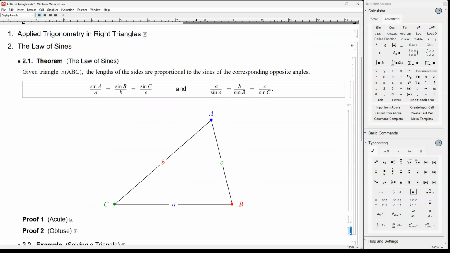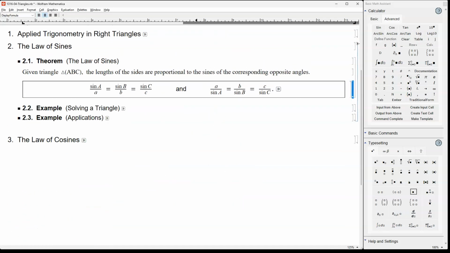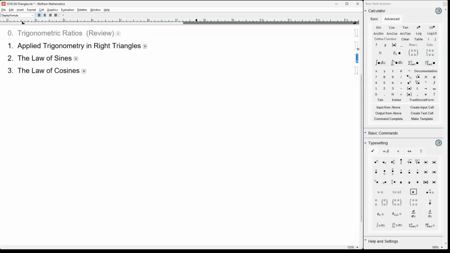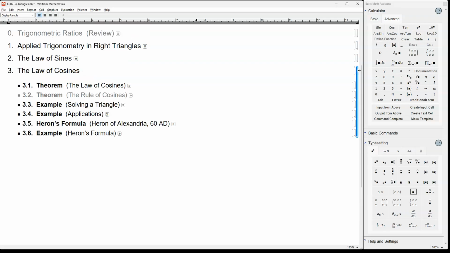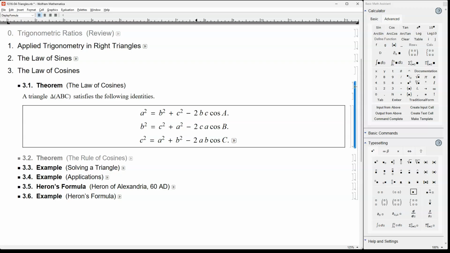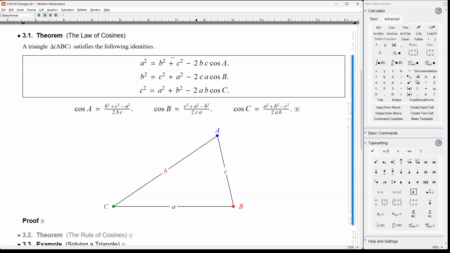Okay, the proof of the law of sines wasn't too difficult. Now, the proof of the law of cosines, this one is going to be difficult. So what do we have here? Let's consider this one here. Again, the idea here is going to be similar.